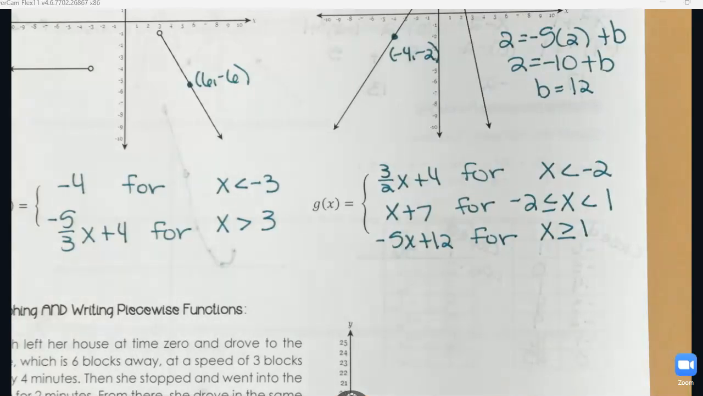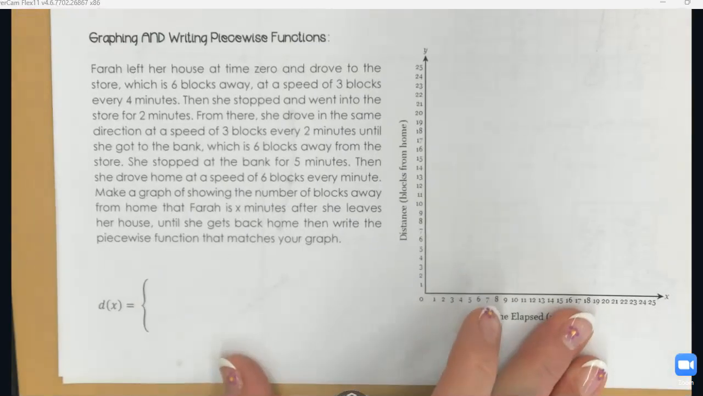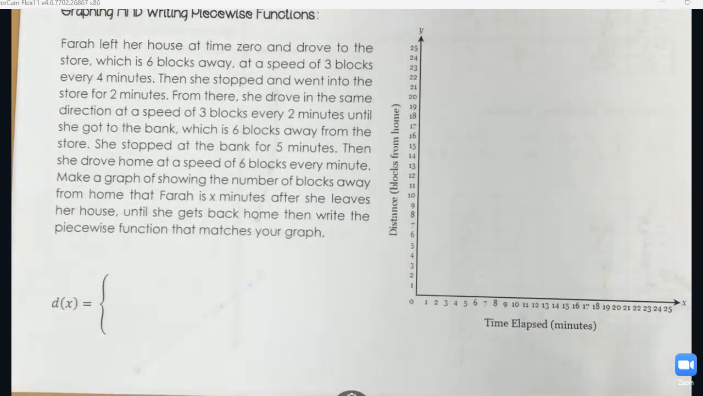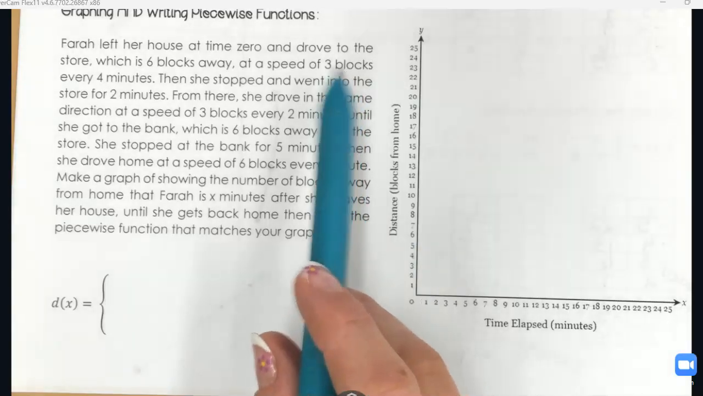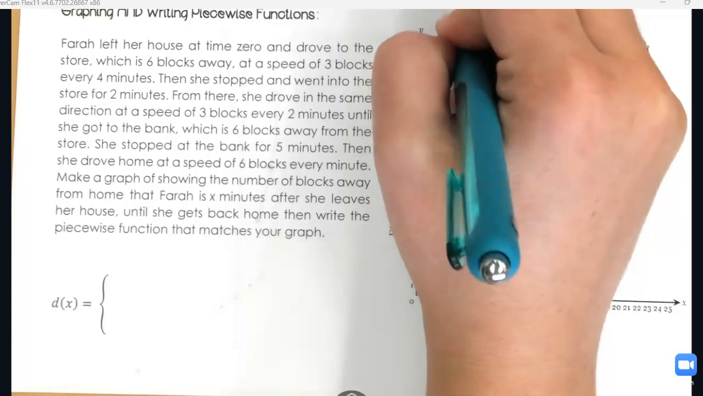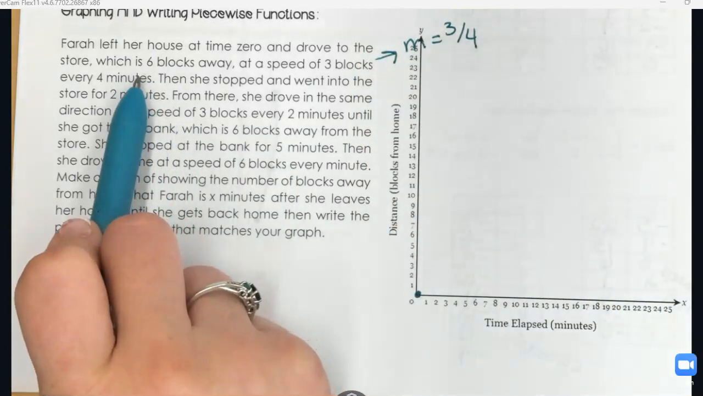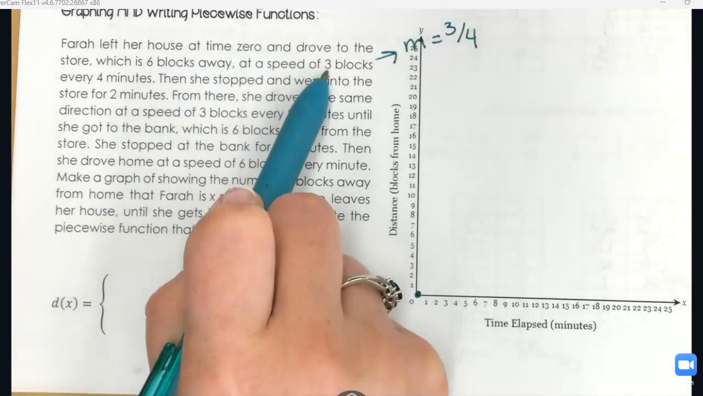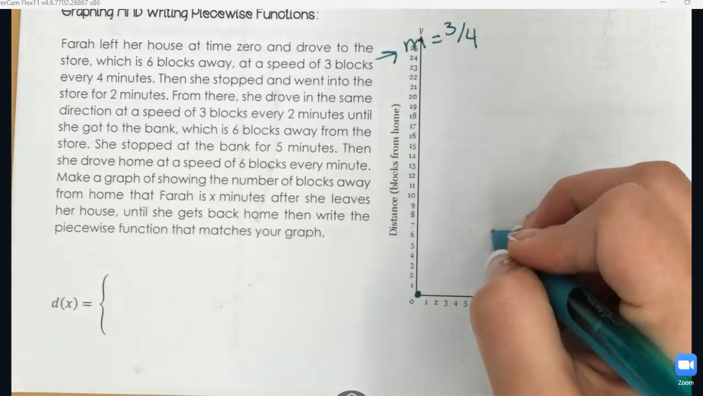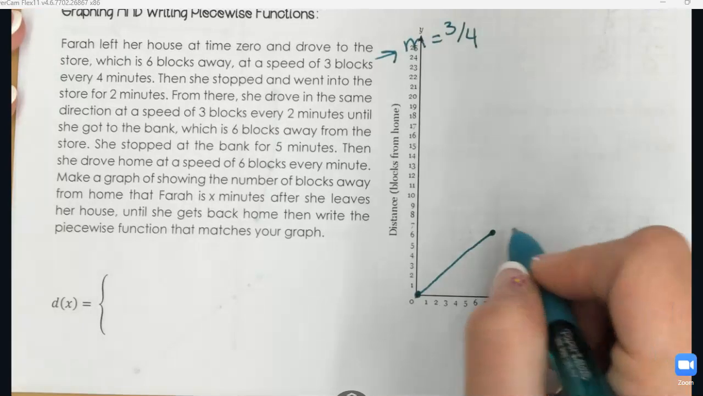Okay, moving on to a wordy problem. We are going to graph and write the piecewise function here. So Farah left her house at time 0 and drove to the store, which is 6 blocks away at a speed of 3 blocks every 4 minutes. This information is important because it tells me my slope there is 3/4. So she's starting at 0, 0, going 6 blocks away. If she's covering 3 blocks every 4 minutes, that tells me it's going to take her 8 minutes to travel those 6 blocks. So I'm going to connect those 2 points, 0, 0, 8, 6.